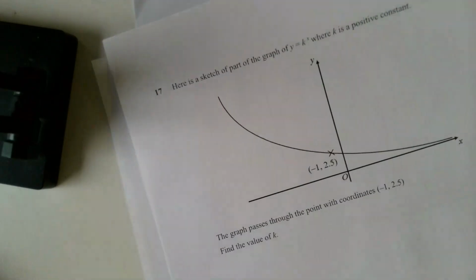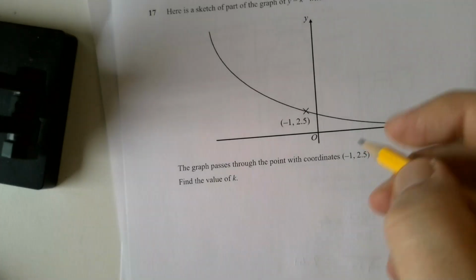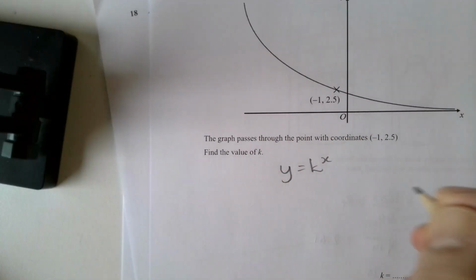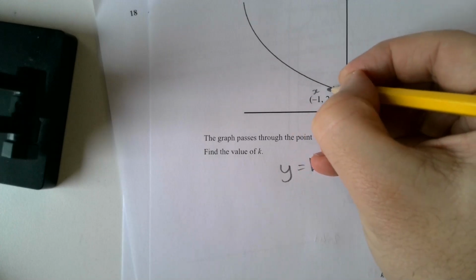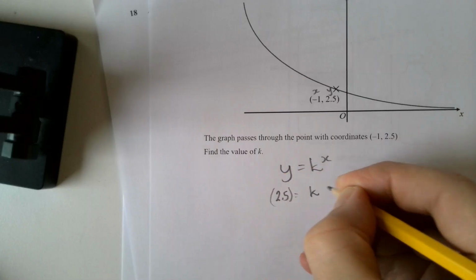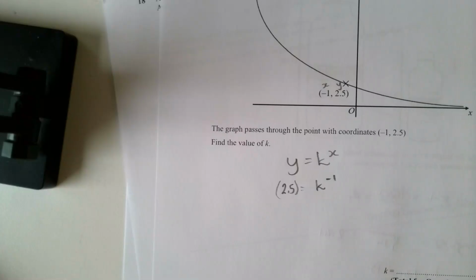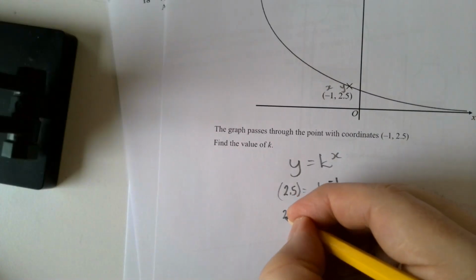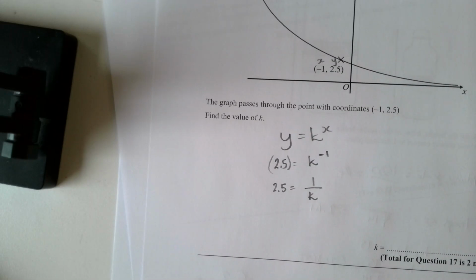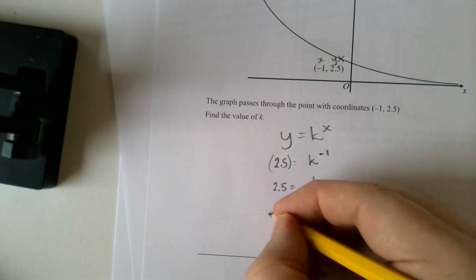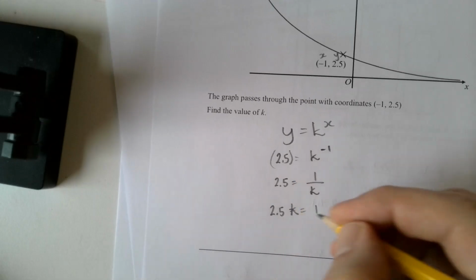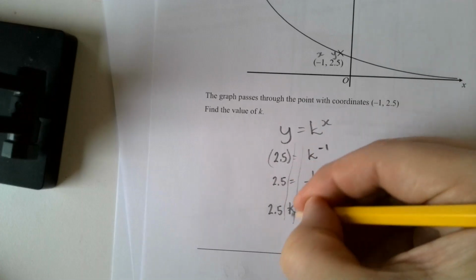Question 17. Right, so I've got this thing. So there's my equation, y equals k to the power of x. So my x value is -1, my y value is 2.5. So I'm just going to write them in. 2.5 equals k to the power of -1. Now k to the power of -1 means 1 over k. So I know that 1 over k is equal to 2.5. So if I times both sides by k, I get 2.5k equals 1.